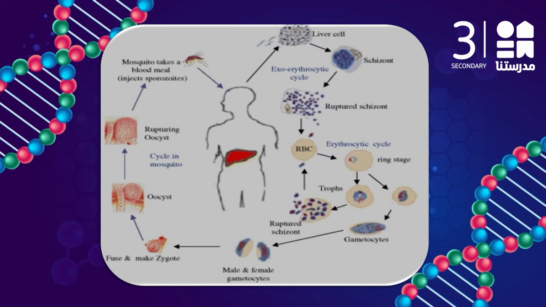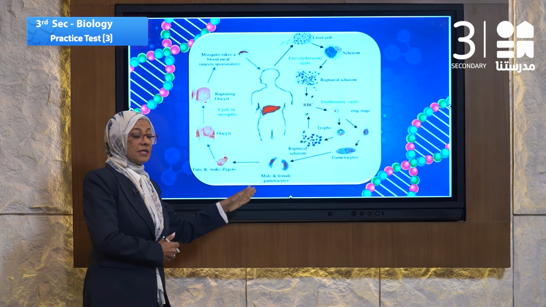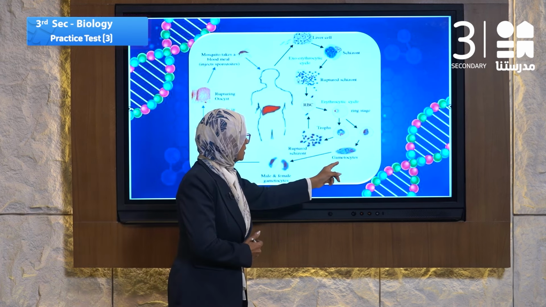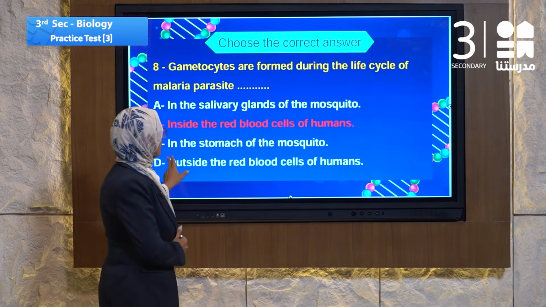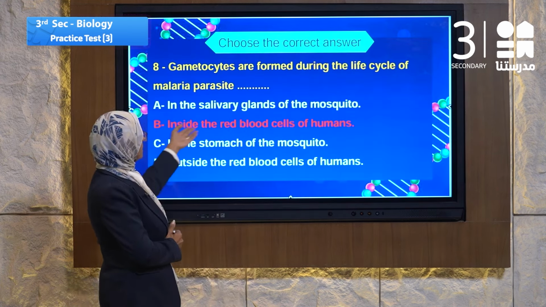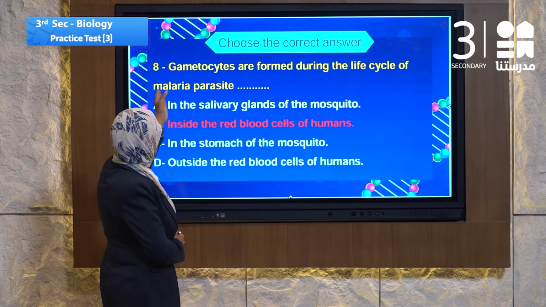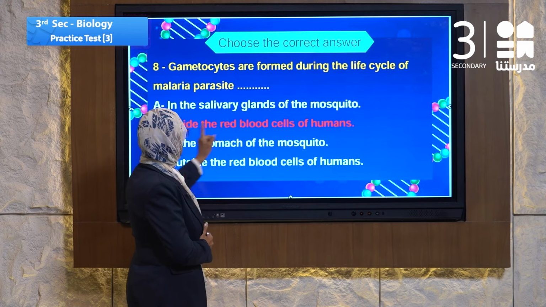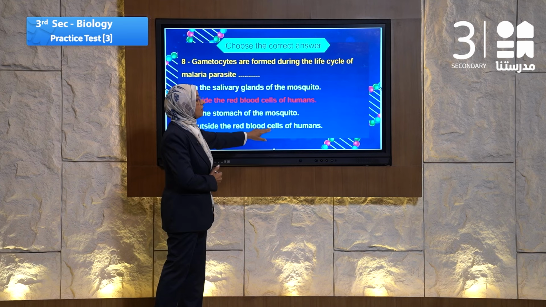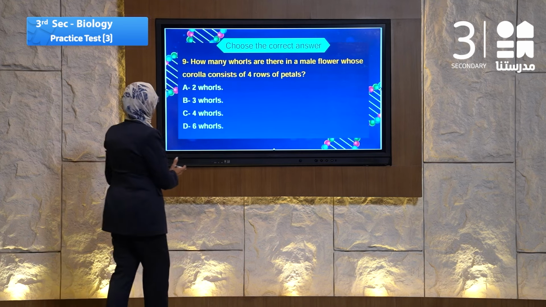The gametocyte is not found inside the mosquito, but inside the human being, in the red blood cell. Yes, inside the red blood cell of the human being. That's the answer. Gametocytes are formed in the human, inside the red blood cell. Let's go to question number 9.